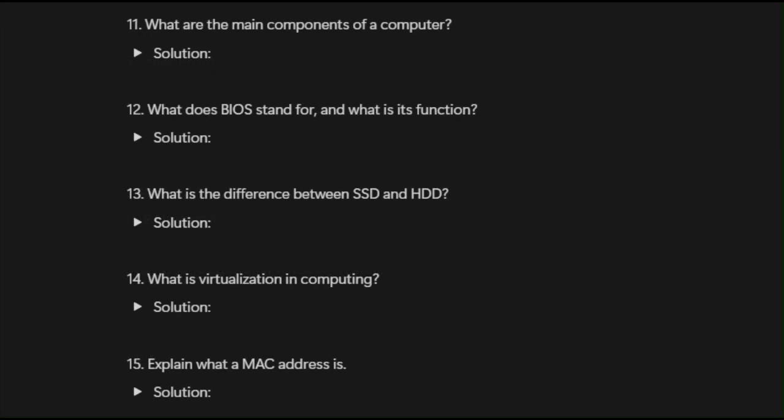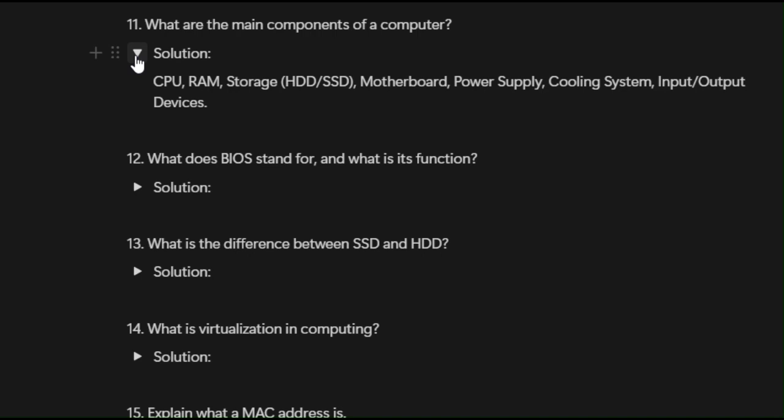11. What are the main components of a computer? The main components of a computer are the RAM, the storage, the hard disk, power supply, the CPU, the motherboard, the cooling system, and input-output devices. These are the main components of a computer that help the computer to function.